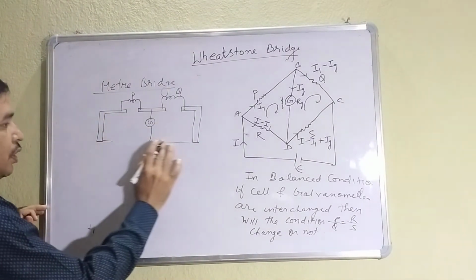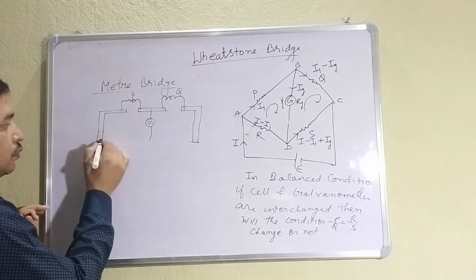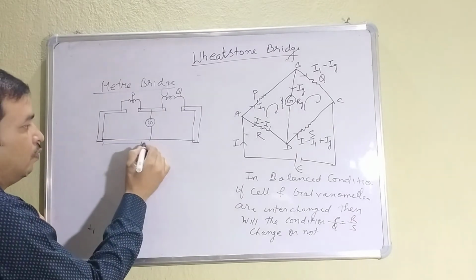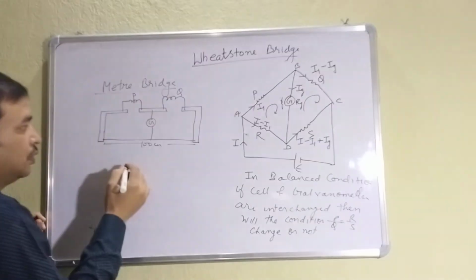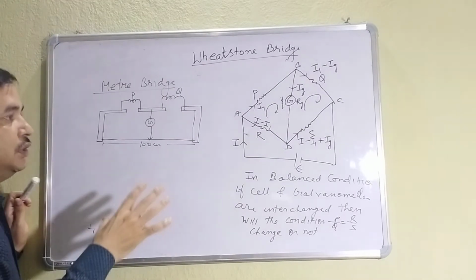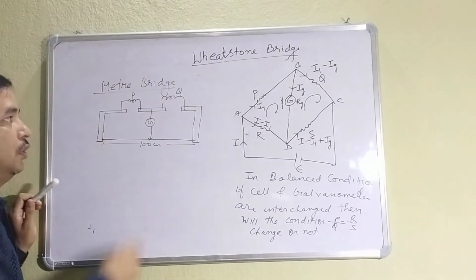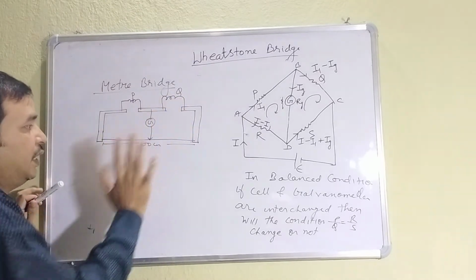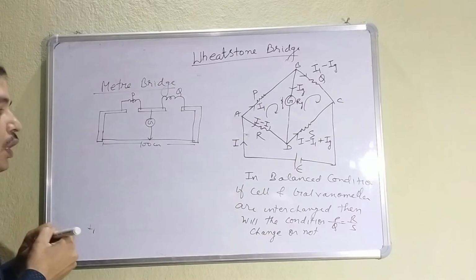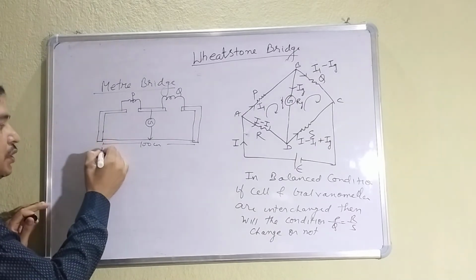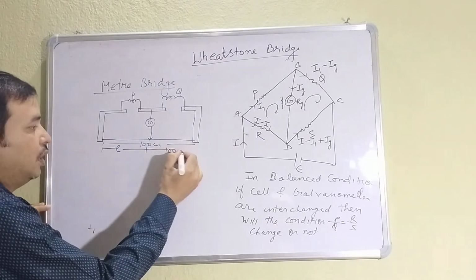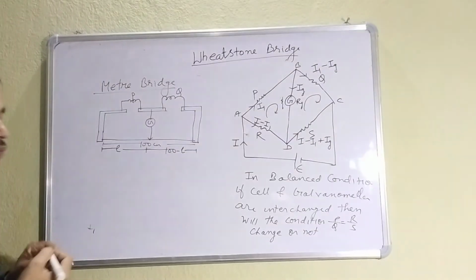This length is 1 meter, meaning 100 centimeter. So this is the type of connection. Now you can see this is similar to the Wheatstone bridge, with P by Q, and R and S are here. If you divide the whole length of the wire into two parts, suppose this is L, the rest part will be 100 minus L.